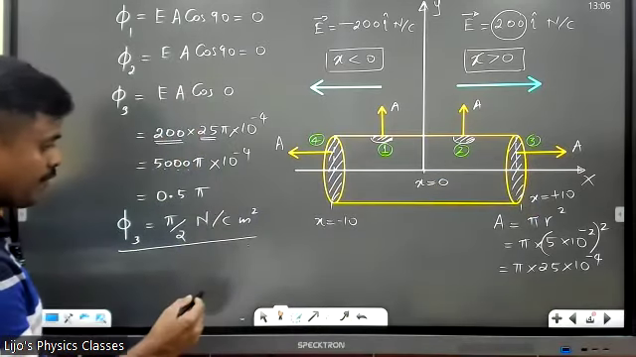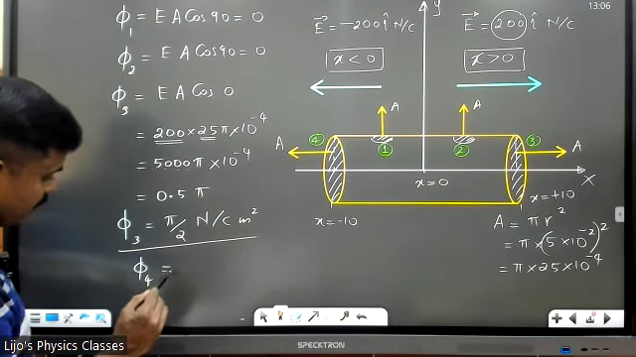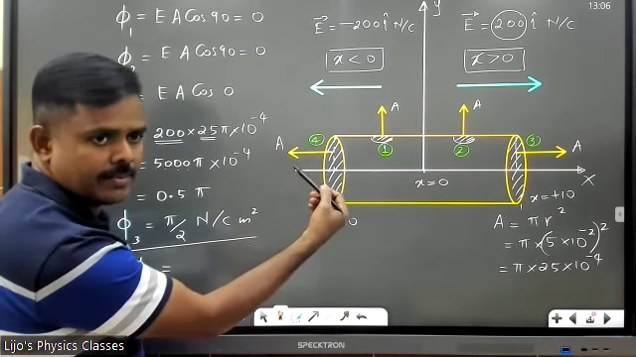How about flux on the fourth surface now? Right, flux through the fourth surface. This is the fourth surface, right? Look at the number.